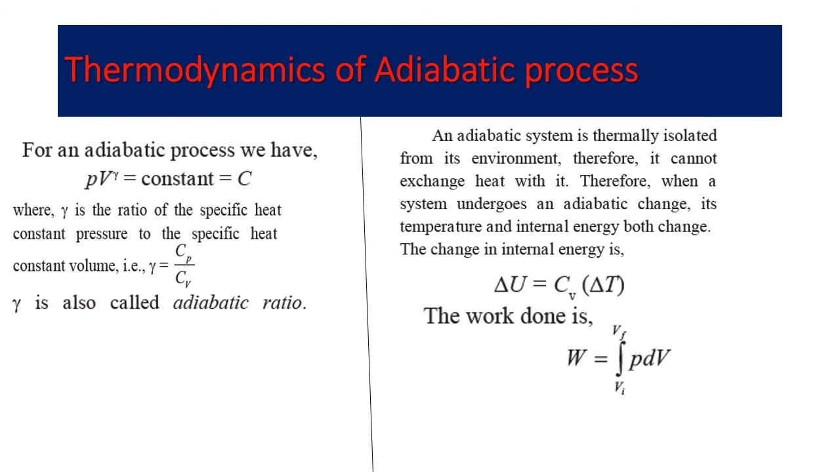For a process to be adiabatic, there is no exchange of heat energy between the system and the surrounding. Therefore, for an adiabatic system, it has to be thermally isolated from the external surrounding. So, whenever a system undergoes adiabatic change, the temperature and internal energy both change. We know that the change in the internal energy delta U is given by Cv times delta T. For the work done, W, which is the integral from Vi to Vf of P times dV.